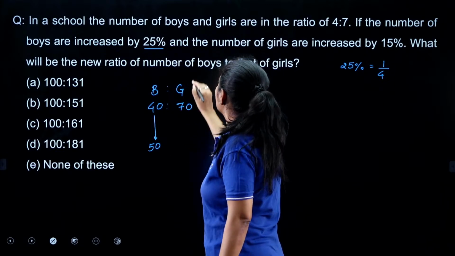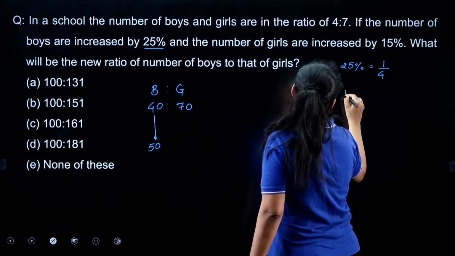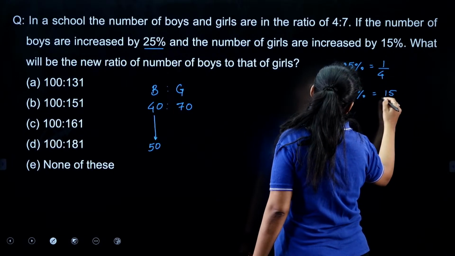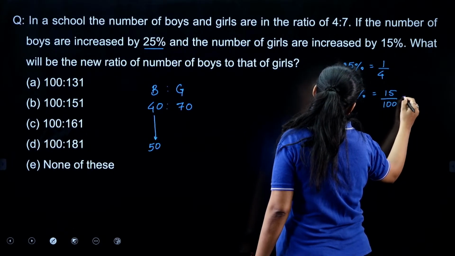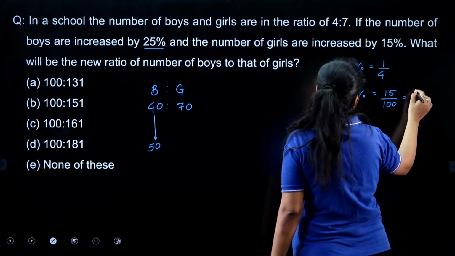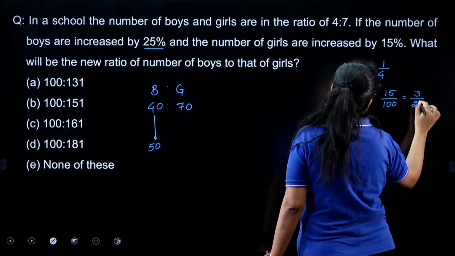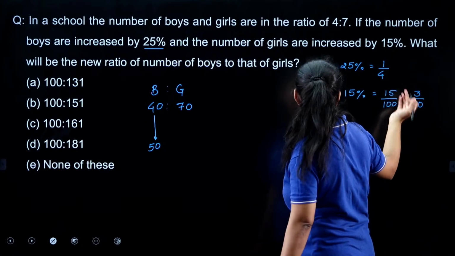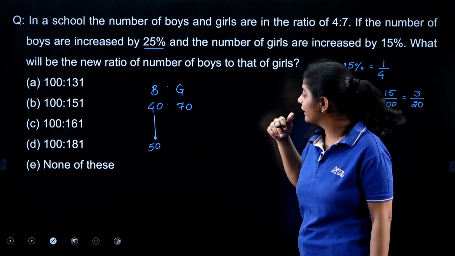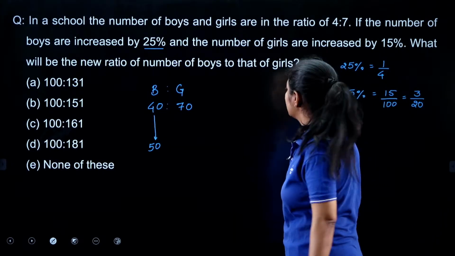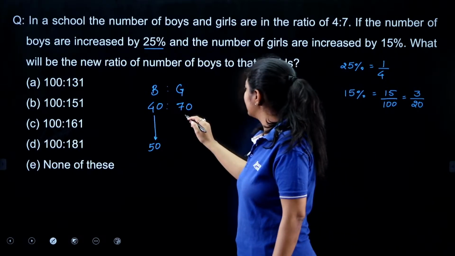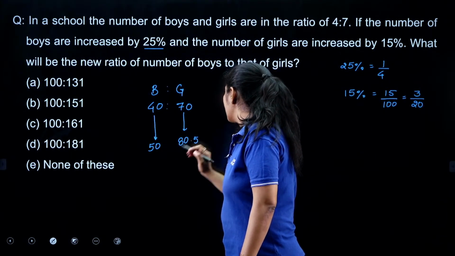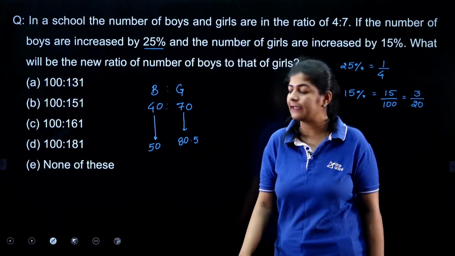Now the number of girls is increased by 15%, which is nothing but 15/100, and we can write it as 3/20, right? If I am having 20, then they are increased by 3, so the new number will become 23. So here it will become 80.5.